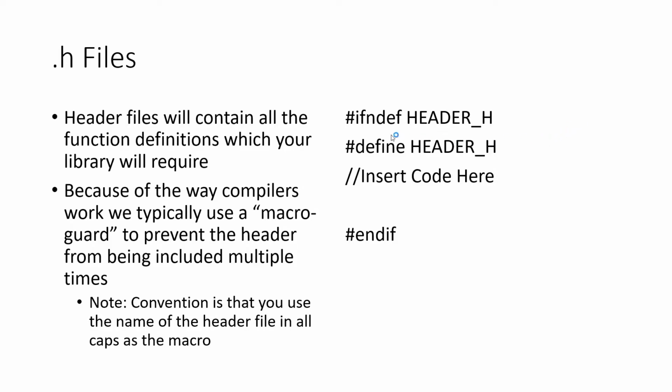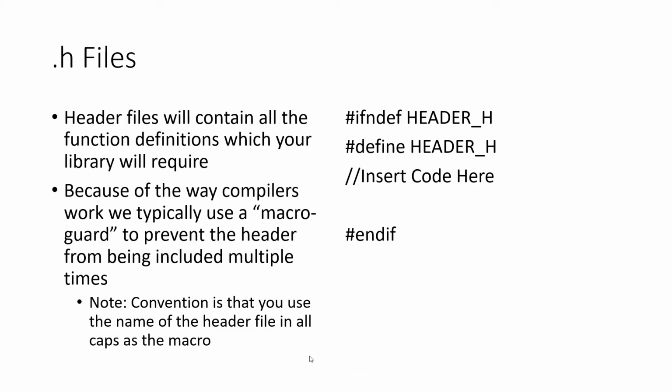So if we look at the code on the right, we start with #ifndef, which means if not defined, HEADER_H. Then the next line is #define HEADER_H. We then have our code and we have our #endif. So what happens is if HEADER_H is not defined, we're then going to define it and execute our code. If it is defined, this whole program or this whole file will look blank to the compiler. So it basically will skip the file and won't include it a second time.